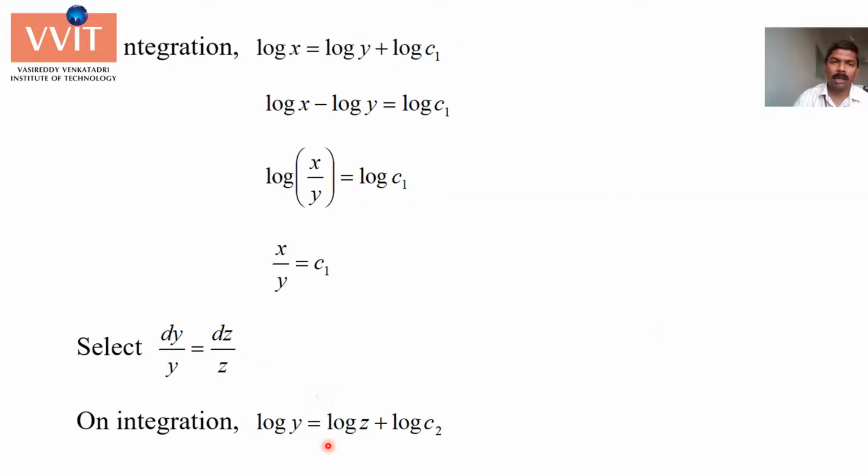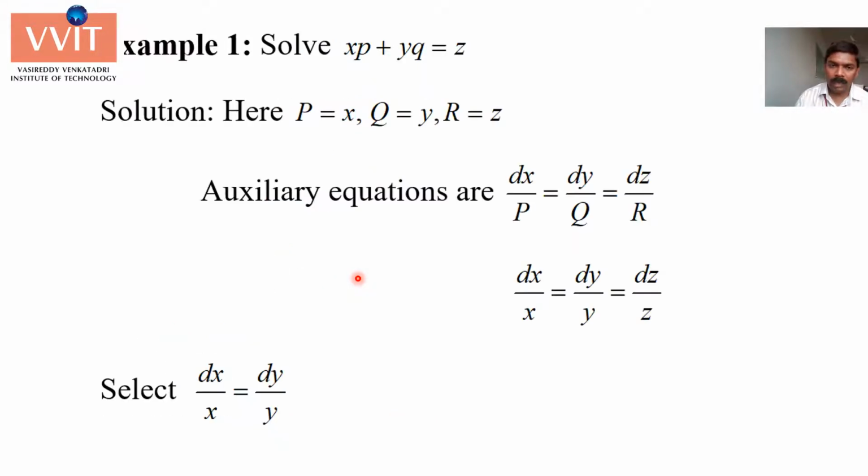On integration we get log x equal to log y plus log c1. From there you can write log x minus log y equal to log c1, or I can write it as log of x by y equal to log c1. By removing the log on either side we get x by y equal to c1. Now this is the first selection. In the first selection I have taken the 1, 2 members.